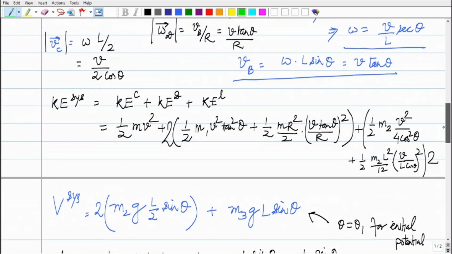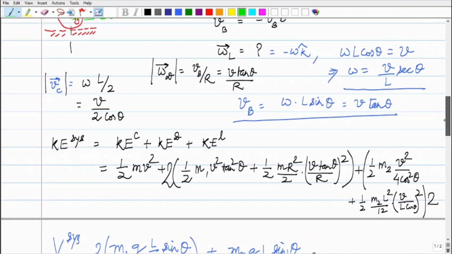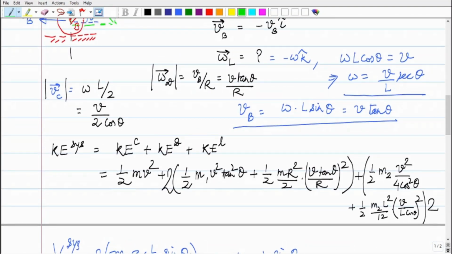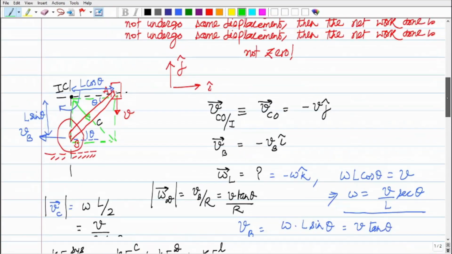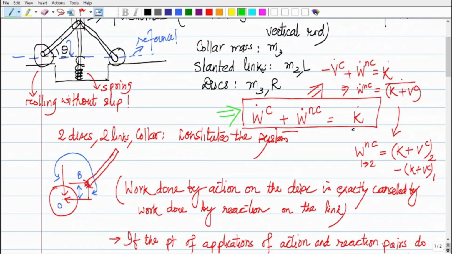Basically, you have the expression for the kinetic energy of the system. For any theta, you put it in this equation right here and take the time derivative. Take the dot and you'll get K dot. And likewise, you have W dot and W dot NC. Okay, so I think you can find it now.